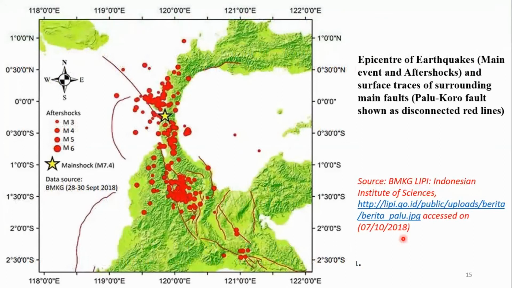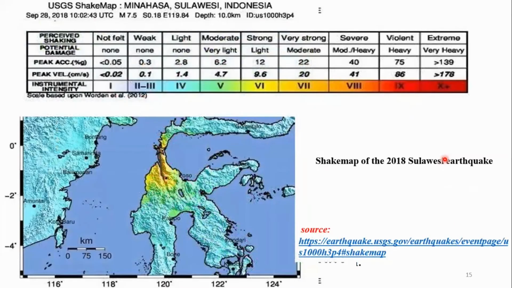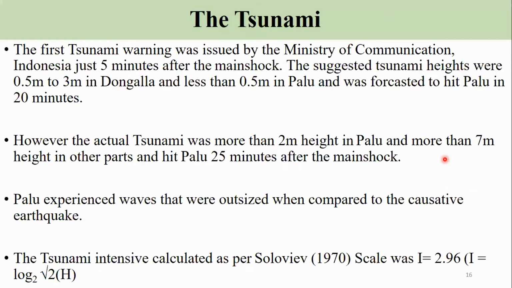This is a map which shows all the epicenters of the aftershocks and foreshocks, and the main shock is represented by a star. This is basically a shake map which shows the intensity of the earthquake across various parts of Sulawesi because of the 28th September earthquake.